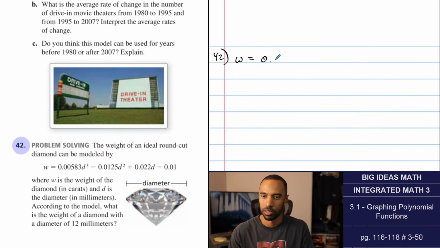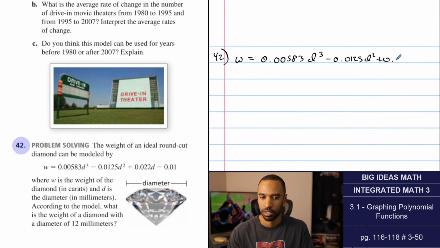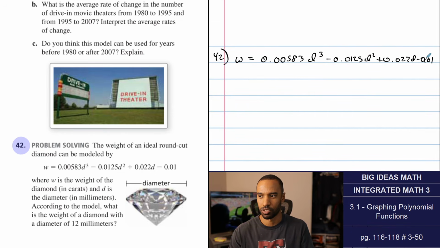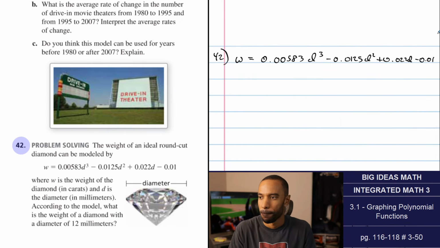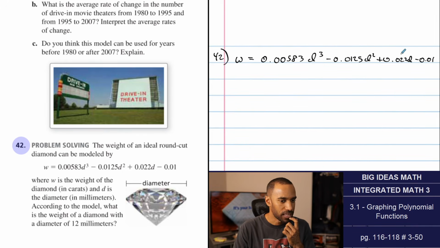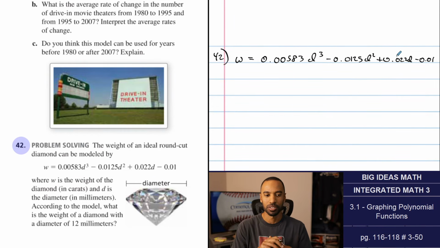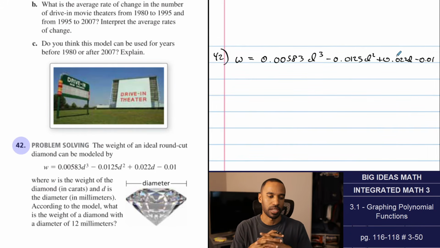W equals... I've got to make sure to fit all this. Oh, got it. That's a decimal, 0.01. Okay. Bad handwriting. W is the weight of the diamond in carats, and D is the diameter in millimeters. I'm interested to figure out how that works. According to the model, what is the weight of the diamond with a diameter of 12 millimeters?